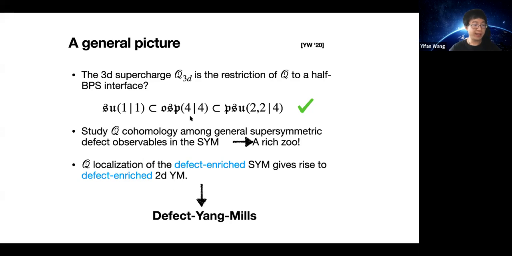This very simple kinematic observation actually has interesting consequences in the following sense. One can study the cohomology, meaning the operators, potentially extended operators, in the N=4 super Yang-Mills that are preserved by the supercharge Q. And this gives rise to a very rich zoo, which I'll tell you about. And just by general argument, the Q-localization, meaning localization of the N=4 super Yang-Mills path integral with respect to the supercharge Q, in the presence of some defects in the super Yang-Mills that preserve the supercharge Q, will give rise to a defect-enriched 2D Yang-Mills theory. And this effective theory is what I will call the defect Yang-Mills theory.